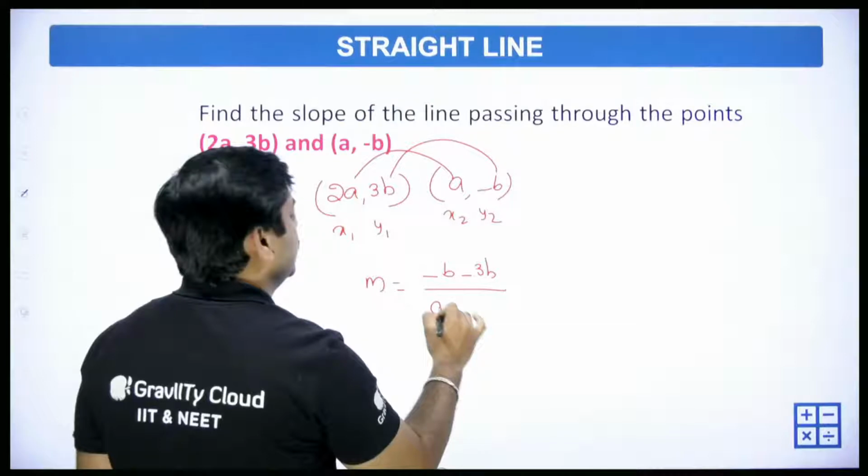Moving ahead, one more: the points (0, 4) and (4, 0). You have x1, y1 and x2, y2. So the slope of the line is (y2 - y1)/(x2 - x1) = -4/4, which is equal to -1. So the slope of the line joining (0, 4) and (4, 0) is -1.